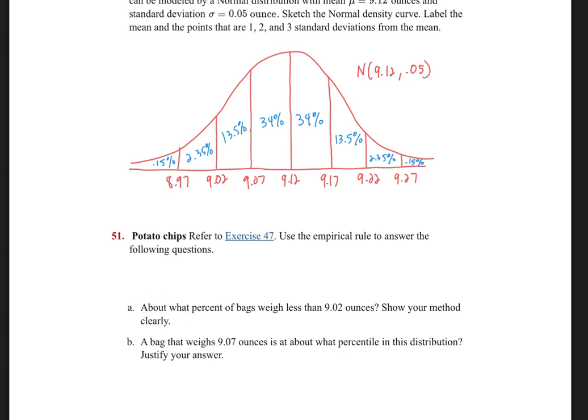Okay, so they say about what percent of bags weigh less than 9.02 ounces. Okay, here's 9.02, so less than that is just adding up all the percents in the empirical rule. So 2.35 plus 0.15 is 2.5%.